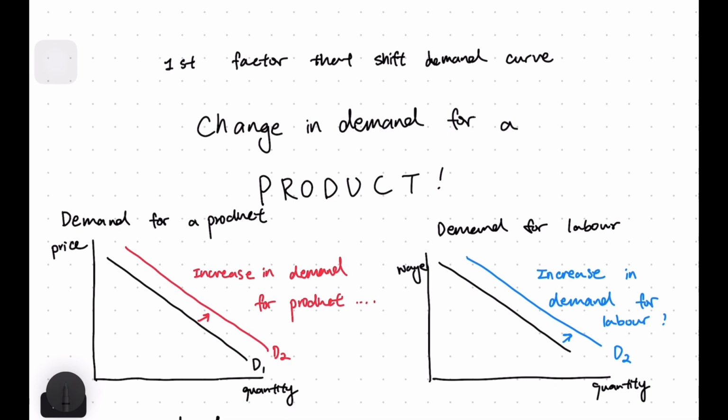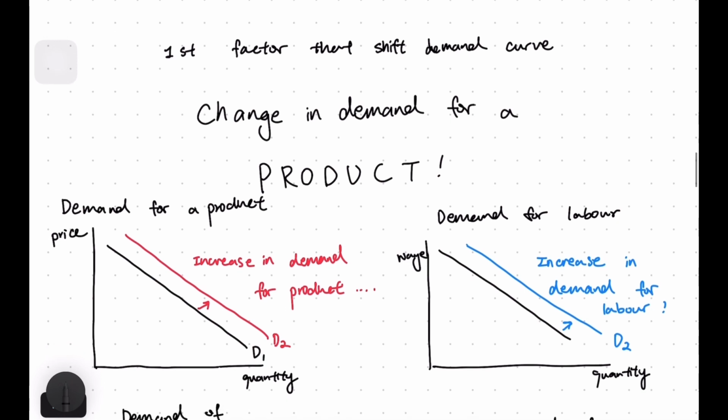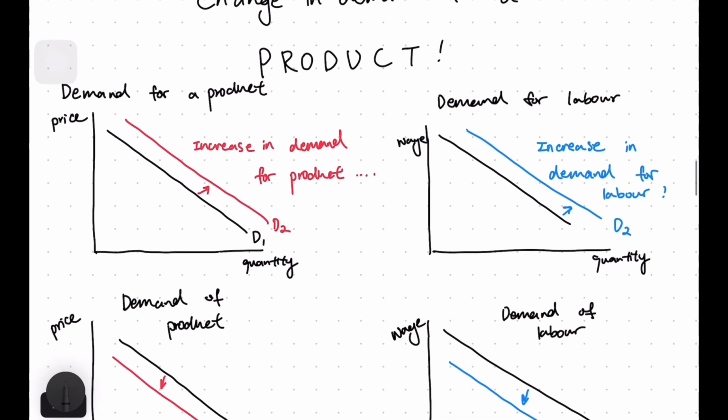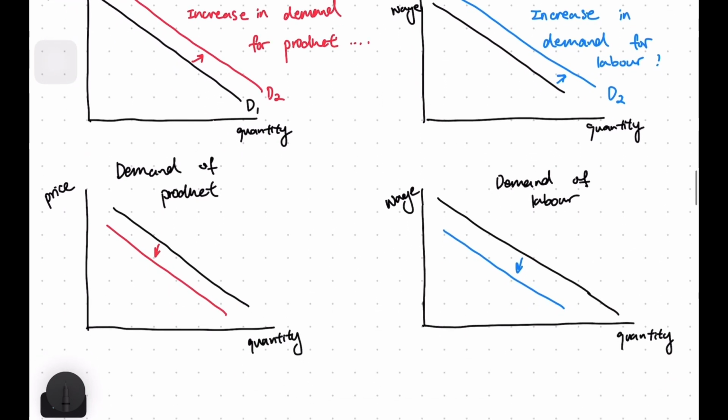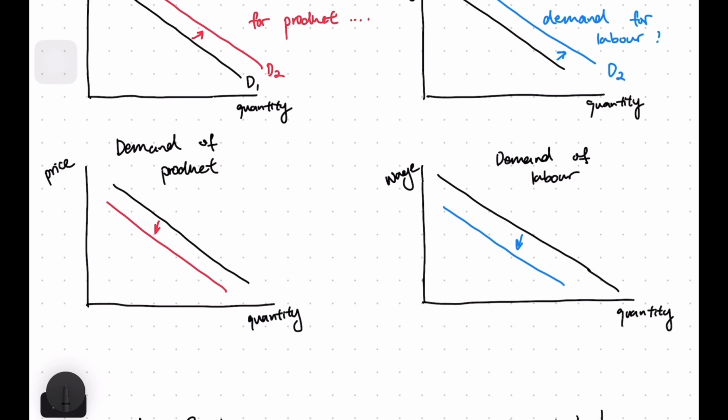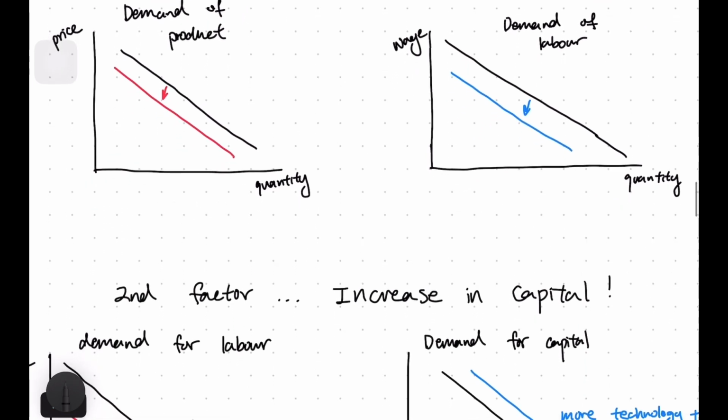Conversely, a decrease in demand for a product will lead to a decrease in the demand for labor, as firms will need to produce less of the product to meet the decreased demand. This decrease in demand will shift the demand for labor curve to the left, indicating that employers will be willing to hire fewer workers than before.